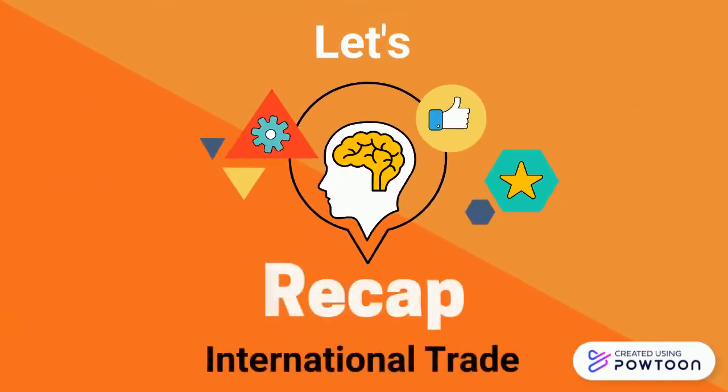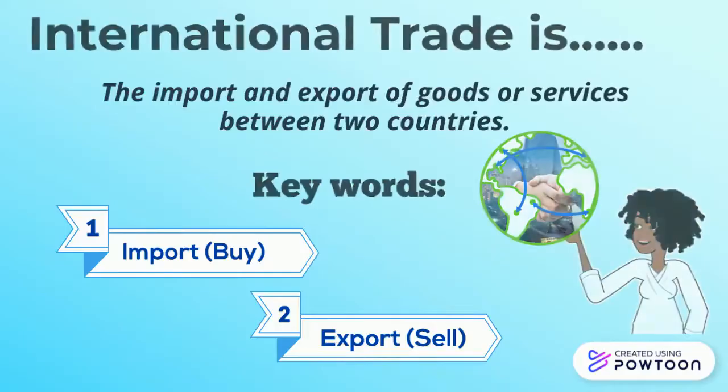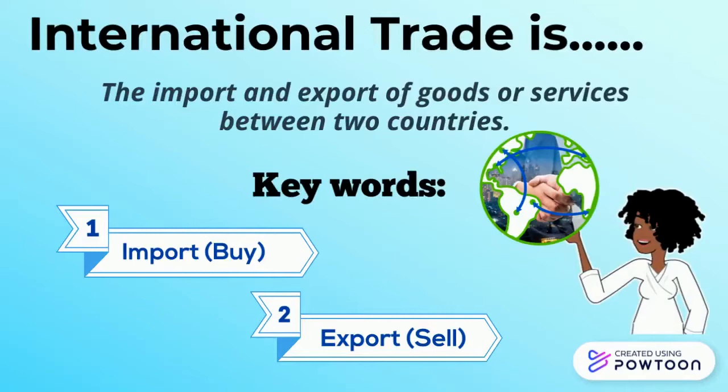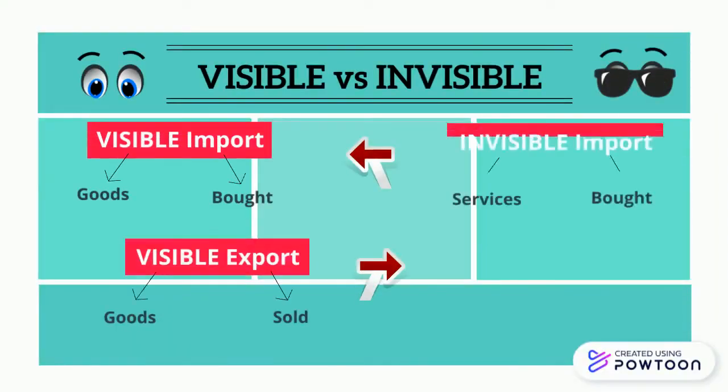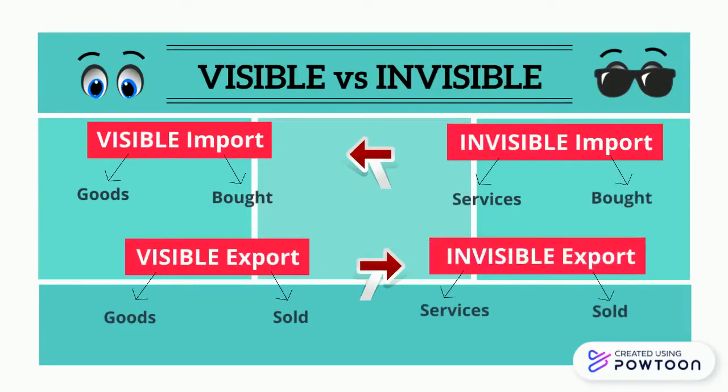Now let's do a quick recap of international trade. Here's our definition that we learned. It's the import and export of goods or services between two countries. We also made a distinct difference between our visibles and our invisibles of import and export.